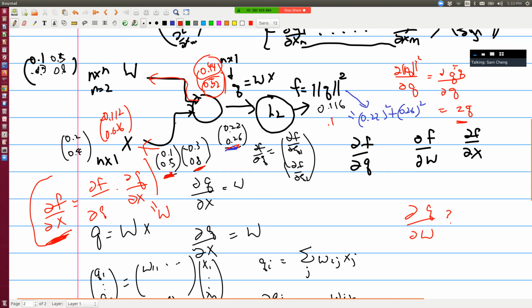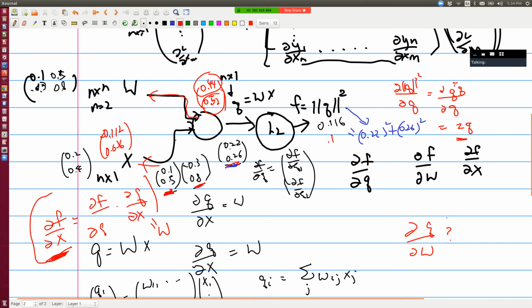Wait, be careful. What's the dimension there? When I ask dimension, it's kind of ambiguous. I should ask how many elements there are for partial q partial x, and partial q partial w. Total number of elements. If you only have x remaining, it should be two. N equals 2, so it's 2 by 1.